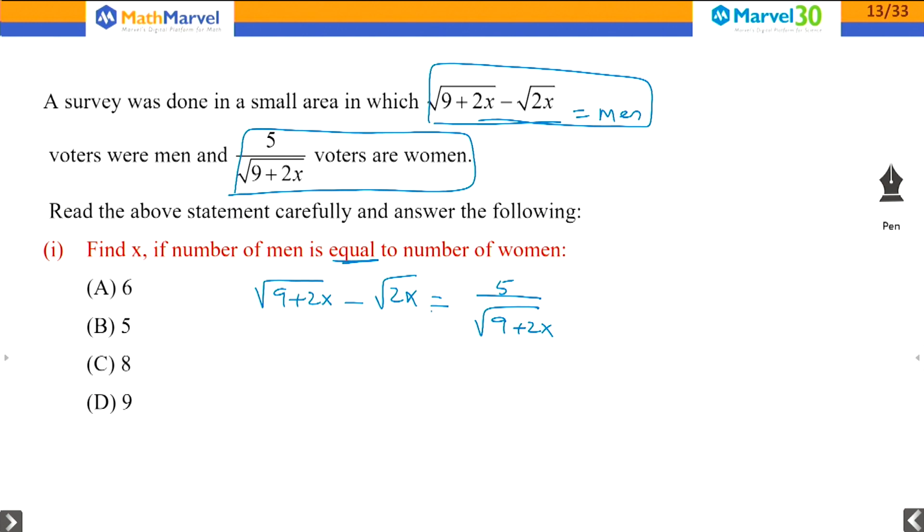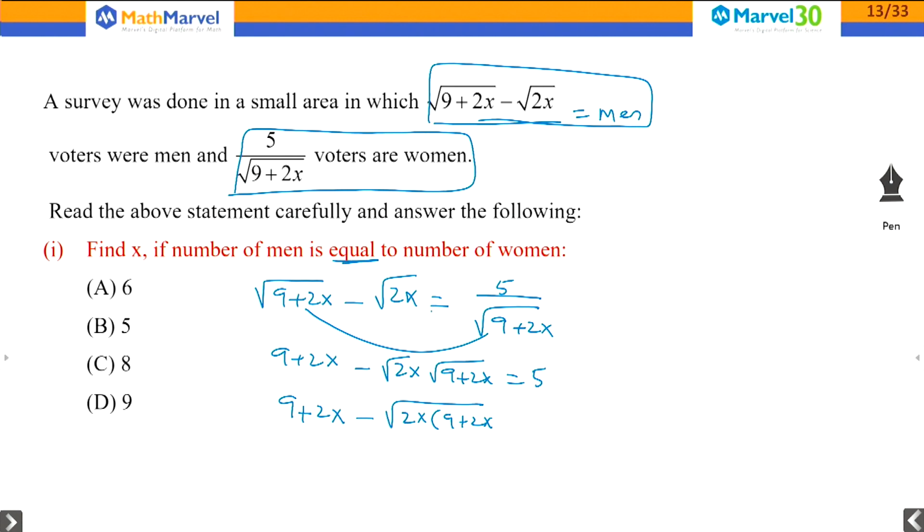Now how to simplify this? Cross multiplying this, root of 9 plus 2x into root of 9 plus 2x. So what is the value of that? Yes, 9 plus 2x minus root 2x into root of 9 plus 2x equal to 5. Okay. Now 9 plus 2x minus root of, multiply these two values, root 2x into root of 2x into 9 plus 2x equal to 5.